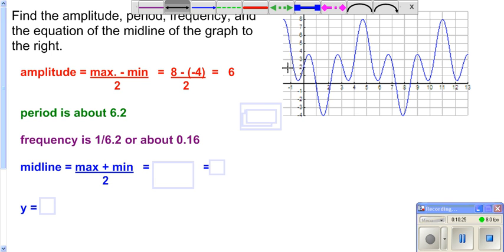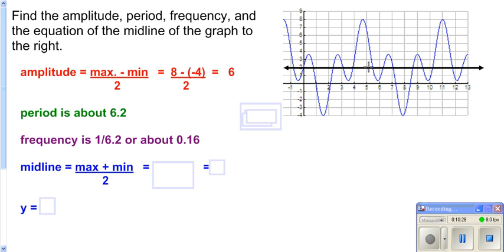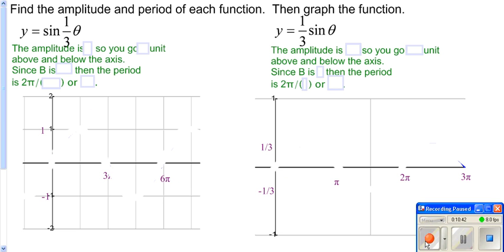The horizontal line that would cut your graph in half would be about in here, where you end up going 6 above it and 6 below. You can always get that by taking your maximum of 8 plus your minimum of -4, divided by 2. And so the equation of your midline is y equals 2, and that's that black line.